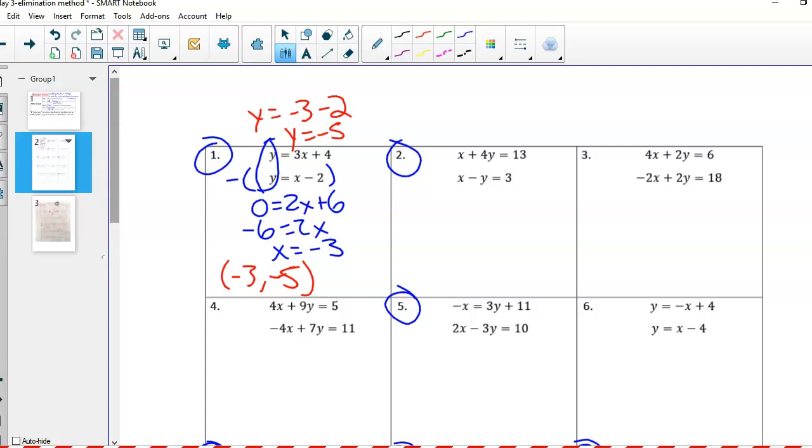I thought you only have one y. Why is it y minus 3 minus 2 and then y equals minus 5? Oh, because it's 2 y's. Never mind. I see.